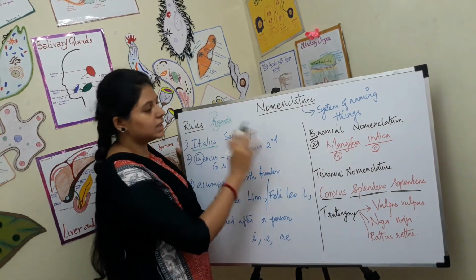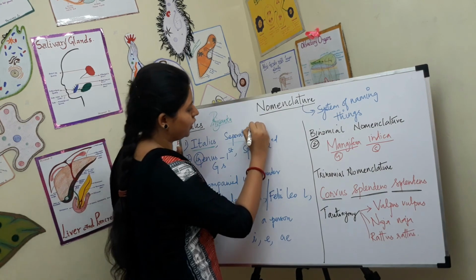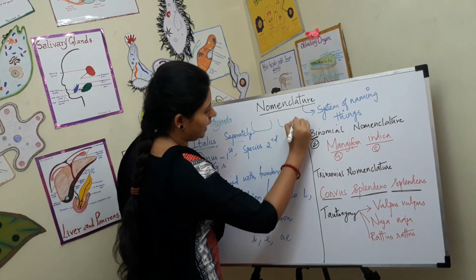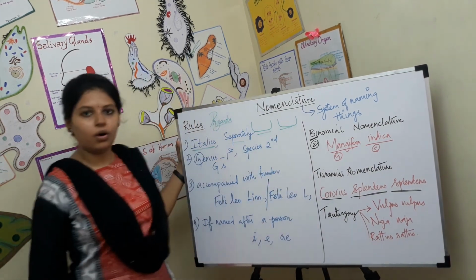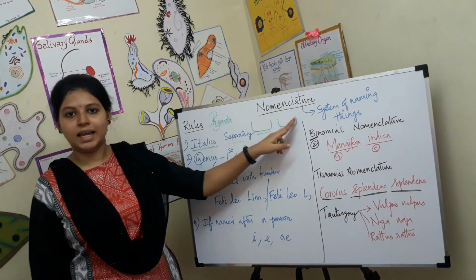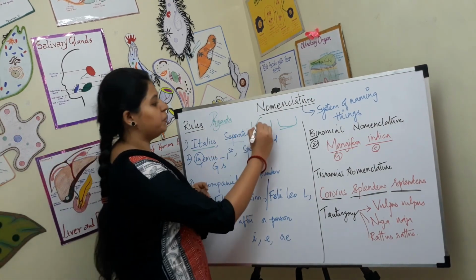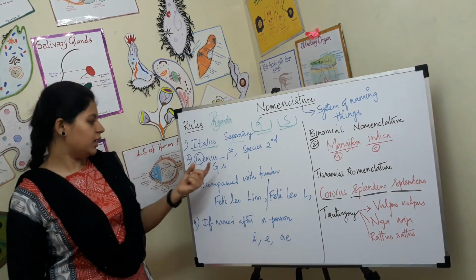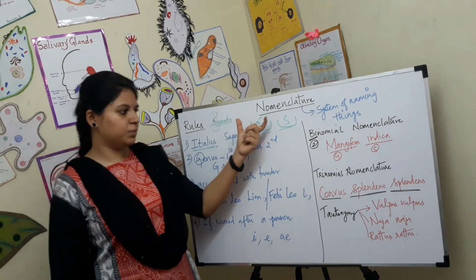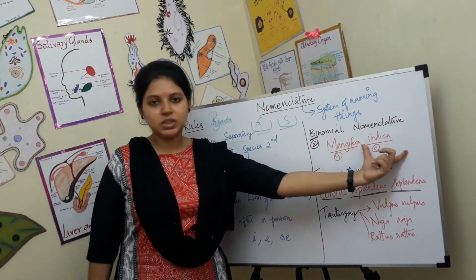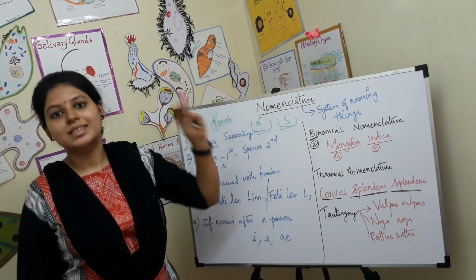You have to write it separately. You have to write the first name and the second name separately. The genus name is followed by the species name. Okay, so that is the second rule. The genus name has to be written first and the species name has to be written second.